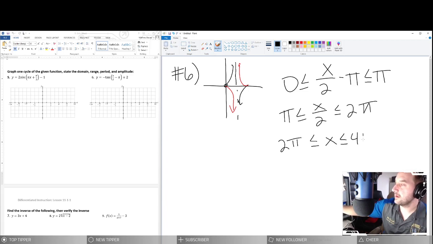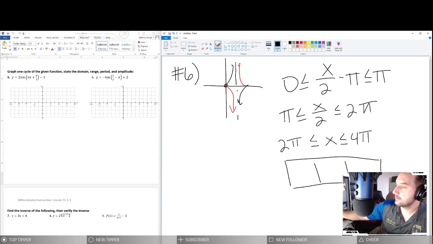Now you're thinking, wait, isn't it between 0 and 2 pi? It is 0 and 2 pi for sine and cosine. It is 0 and pi for tangent. And so here's our box, dot, asymptote, dot. And so add them together, you get 6. Divide by 2, you get 3. And so that's going to be the middle value there.